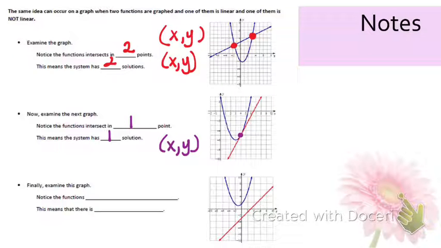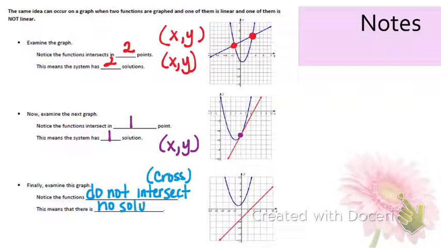And in your last example, notice that the functions do not intersect. They do not cross each other. And because of that, this is an example of no solution. So we're going to do three examples today, and then we're going to start our homework.